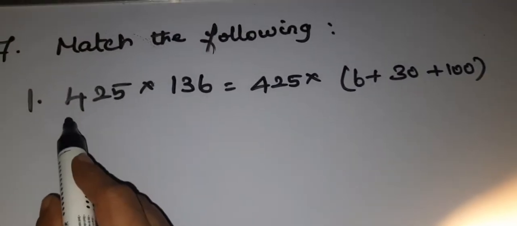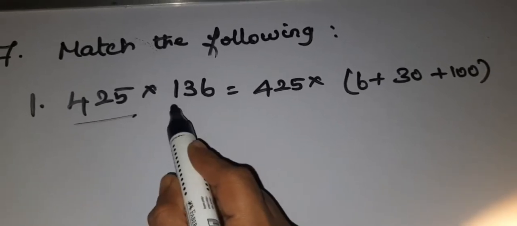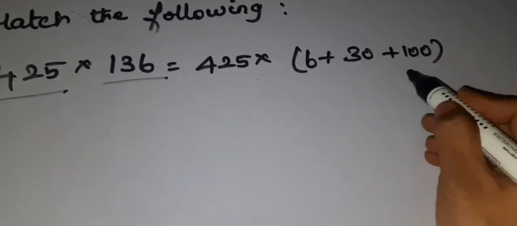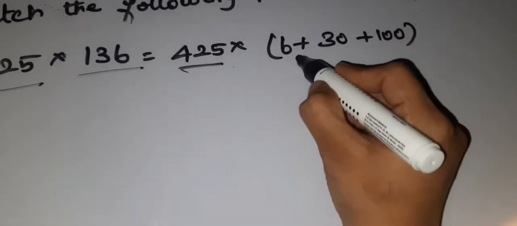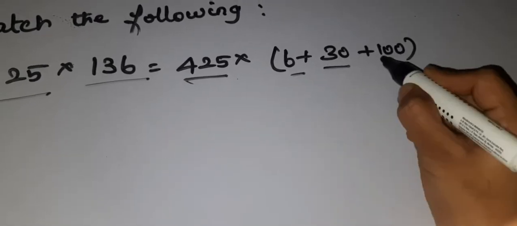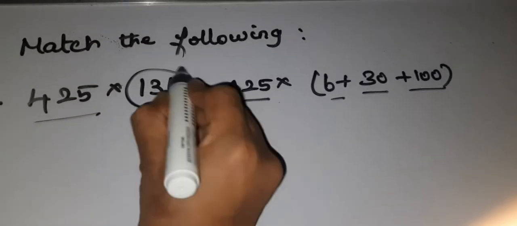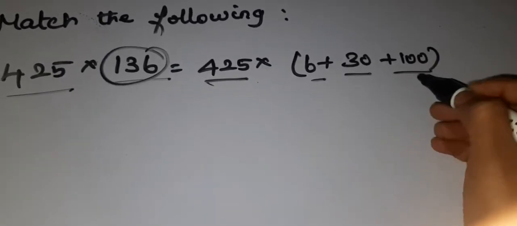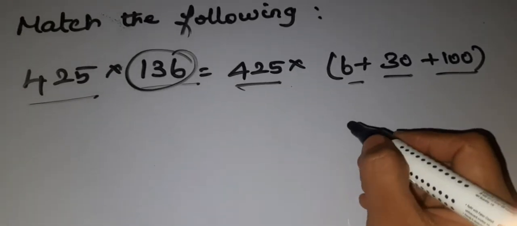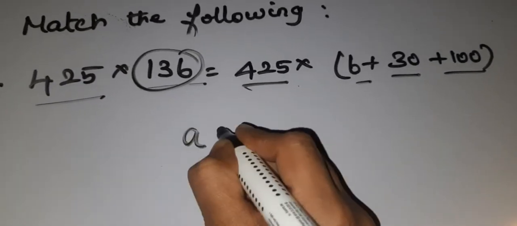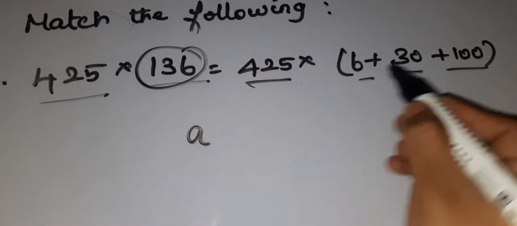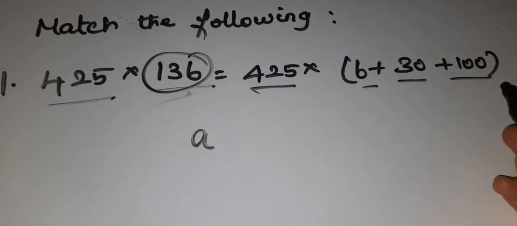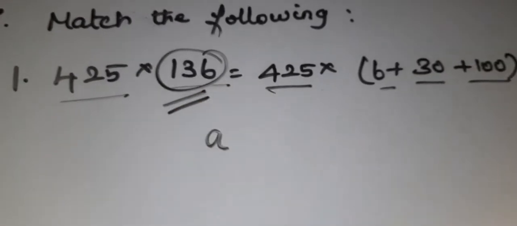Seventh one, match the following. Here they have given the question 425 multiplied by 136, which has been further split as 425 into 6 plus 30 plus 100. They have taken the easier numbers and split it into 6 plus 30 plus 100, which comes under the distributive property, whereas they have taken A as common. Here A is common for 6, 30 and 100. When we add all these three, we get the total as 136.